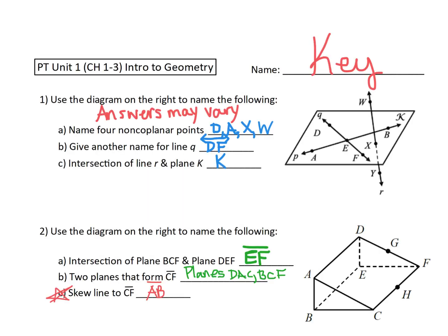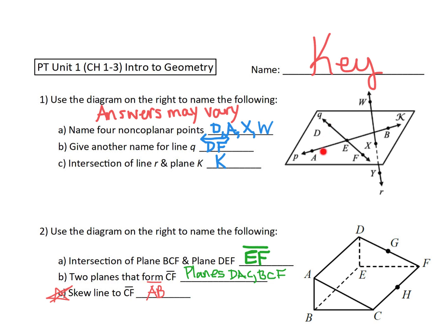Numbers 1 and 2 have to do with points, lines, and planes. Before we get too far ahead, your answers might vary from mine here because there are lots of different options, especially when our answers are points, at least for problem A here. So I chose D, A, X, and W because non-coplanar means that they're not allowed to be on the same plane, which is that flat surface extending in all directions.